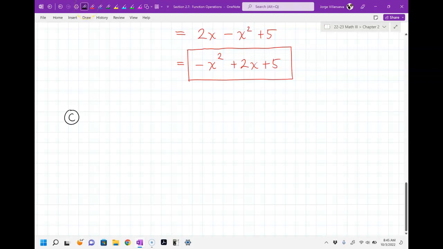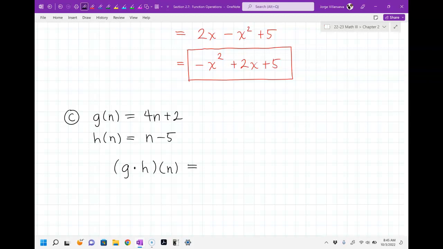So part C, let's do... I'm trying to see which one we should try, but I think we should try this one because it has different variables. So just so you can see it: 4n plus 2 for g of n and n minus 5 for h of n. And they're going to want us to find g times h of n. So we're finding g times h of n.